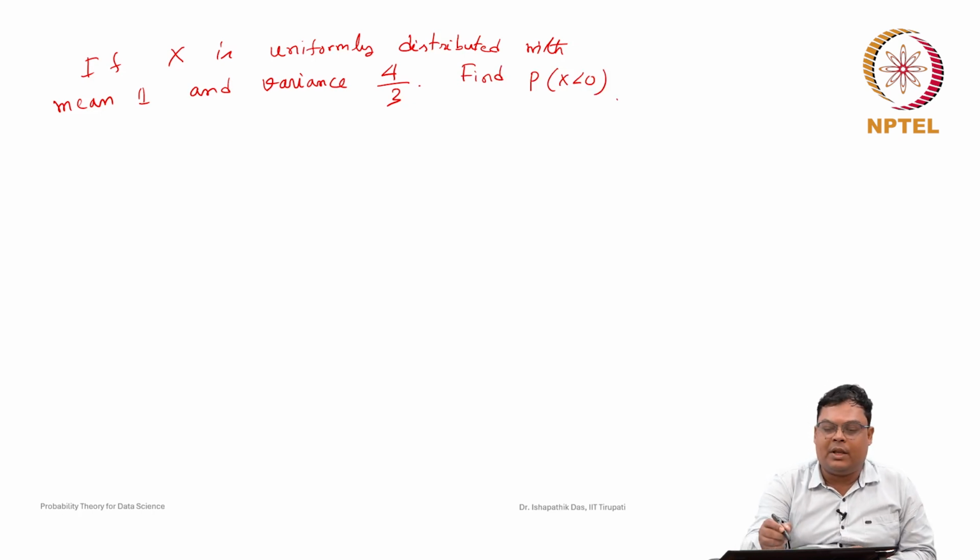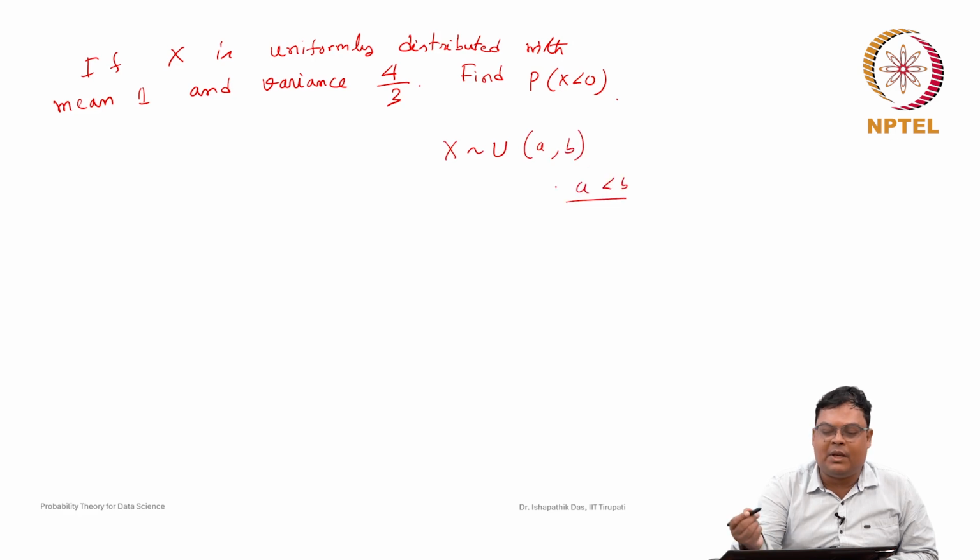So, it is already given, it is uniformly distributed. It will be uniformly distributed over an interval a, b, where a is less than b. But a and b are not given. Instead, we are given a uniform distribution with mean 1 and variance 4 by 3.